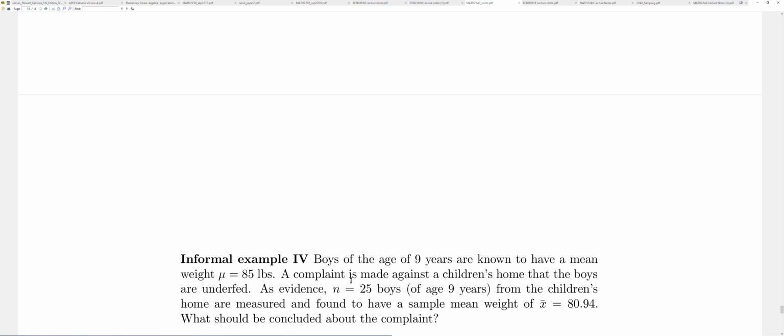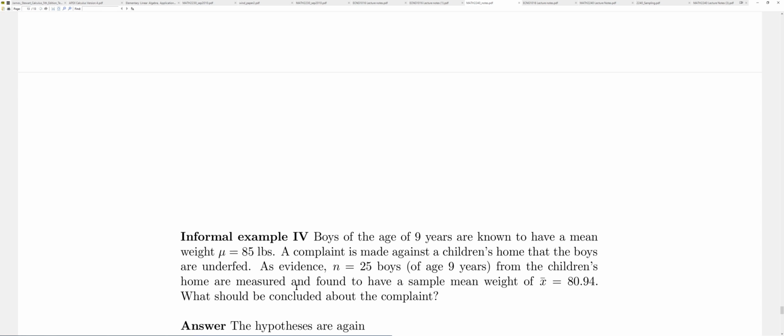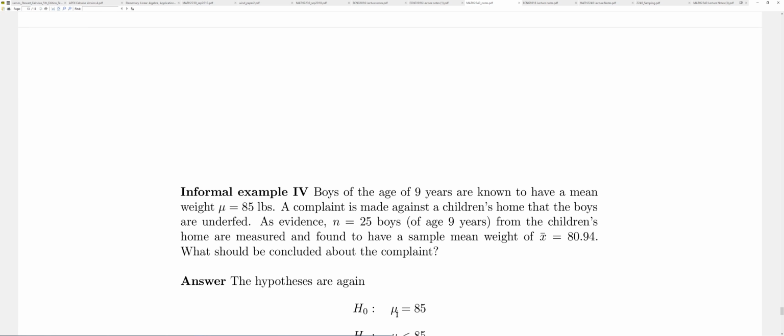All right, okay, so let's look at this one here. It's the same problem again. In this case, when you find the average weight, the average weight is 80.94. Your null hypothesis, as before, was mu is equal to 85, and the alternative hypothesis is mu less than 85. So the same setup as the previous problems. The only difference here is now the average weight that you find is 80.94. Given this 80.94, you're going to decide whether you reject H0, or whether you can't reject this H0.